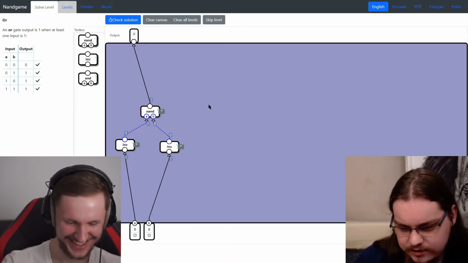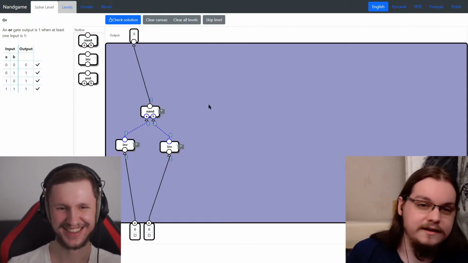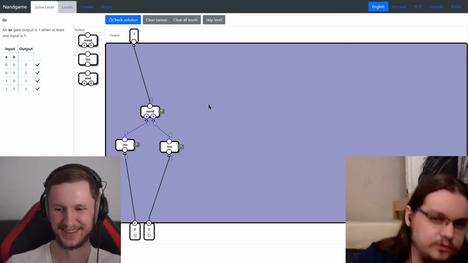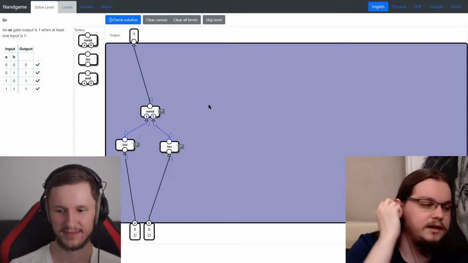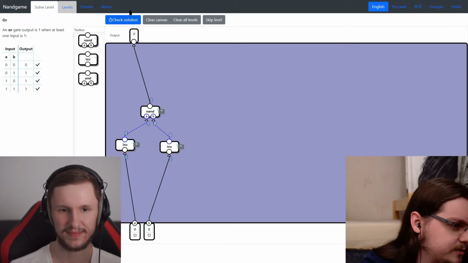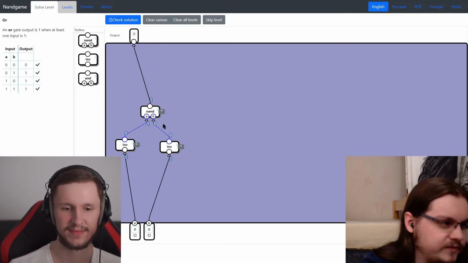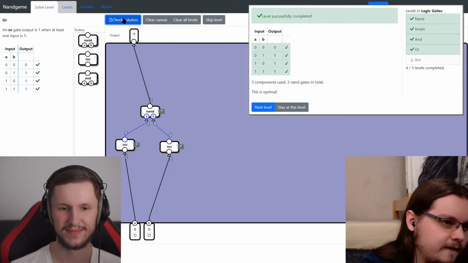It doesn't matter. But yes, you use pluses to mean OR, and you use dots like in multiplication to mean AND. Or sometimes you just write them together as well. Doesn't really matter. This is an OR gate, and I'm fairly certain that this is the easiest way to do it. 3 components used, 3 NAND gates in total. This is optimal.